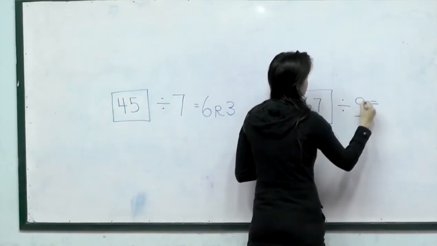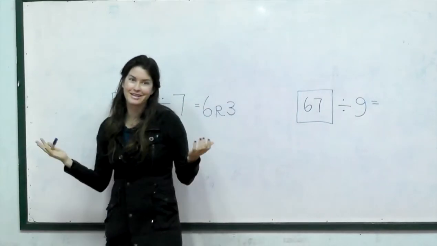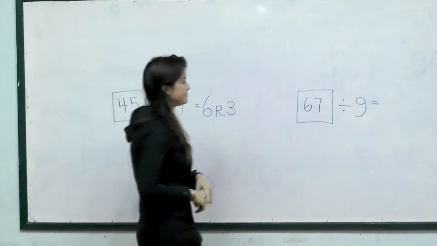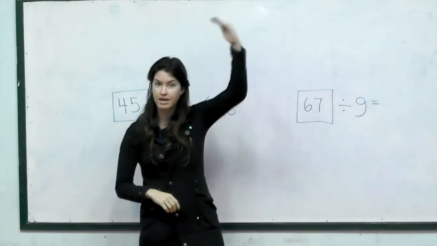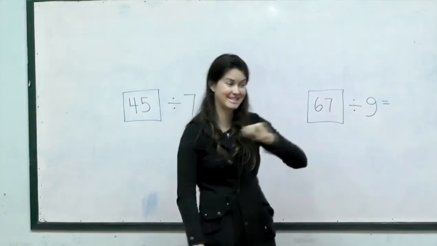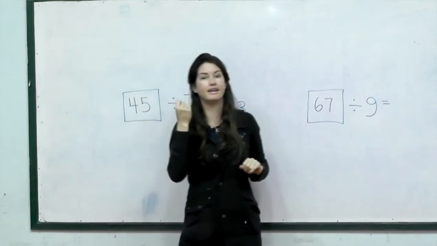Let's do 67 divided by 9. We love counting by 9s, don't we? So we're going to count by 9s. We're going to get as close as we can to 67 without going too high. Probably going to stop at 63. Okay, let's count, friends. Here we go.